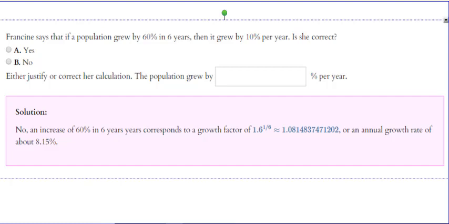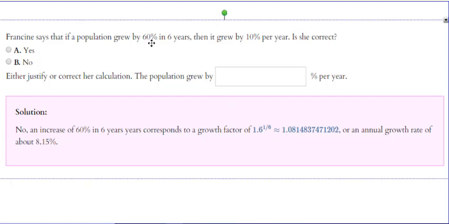So I wanted to do this one, and then this right here would be the end of part 3. And I left the answer up here because I just kind of wanted you to see it. Francine says that if a population grew by 60% in 6 years, then it grew by 10% per year. Well, that's not correct. So it grew by a sixth of 60, which would be crazy. So is she correct? And the answer is no. A justified calculation.